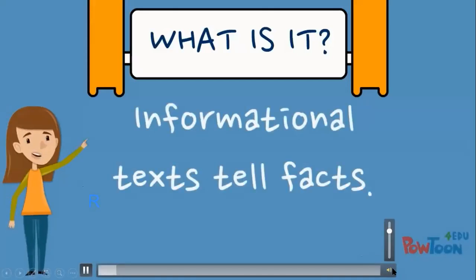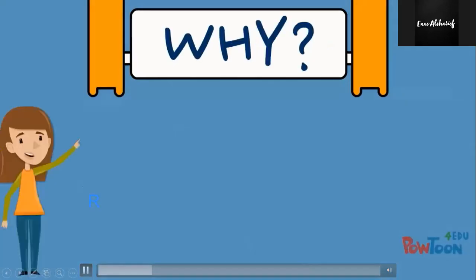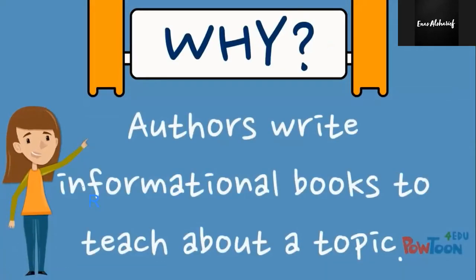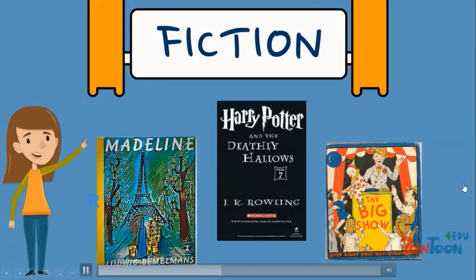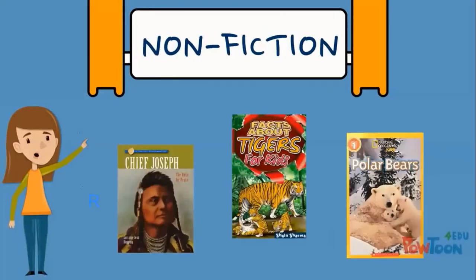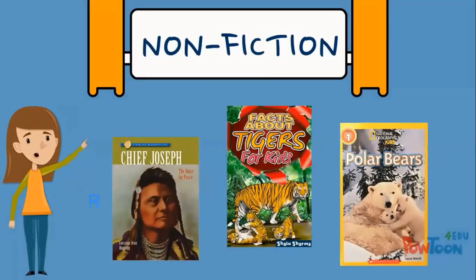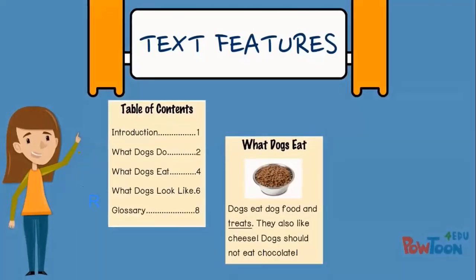Informational text. Facts are always true. Authors write informational books to teach other people facts about a topic. These books are fiction. They are made-up stories. They are not informational. These books are non-fiction. They are informational because they teach facts about a topic. Informational texts often have special text features like a table of contents, headings, and a glossary.